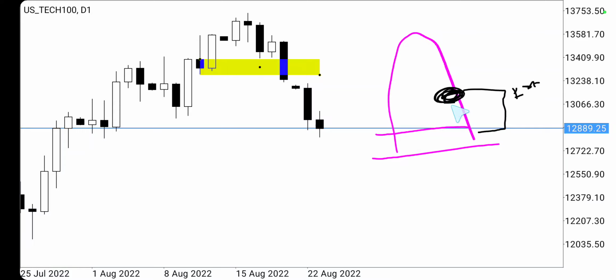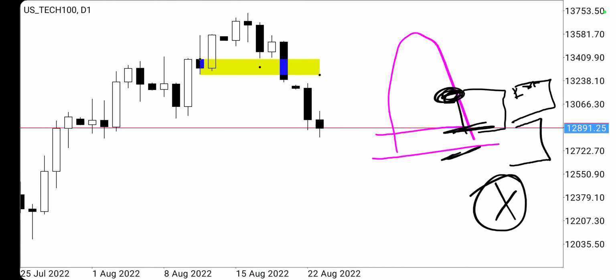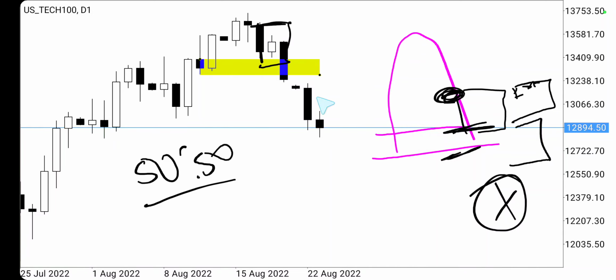So if this point is too close to where I'm trying to enter, it means my risk to reward is going to be small. So I can't take a trade where I'm risking 50 to make 50. But if it came smoothly with nothing, it means we were going to target that. It was definitely going to be at least 2:1.